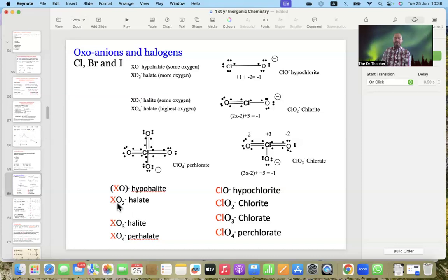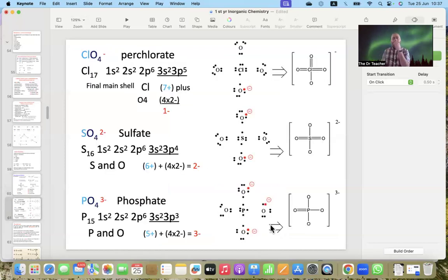Halite is when there is 2 oxygen and 1 halogen. This is a halite. So we can call chlorate. And now halate, when there are 3 oxygens involved. So we have chlorate. And when there are 4 oxygens, perhalate, like perchlorate. Now, perchlorate. Now we want to see how these are formed.